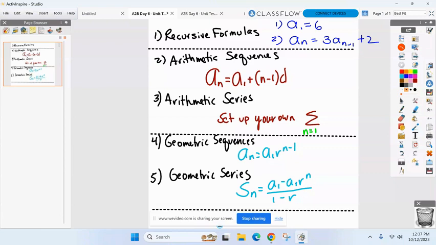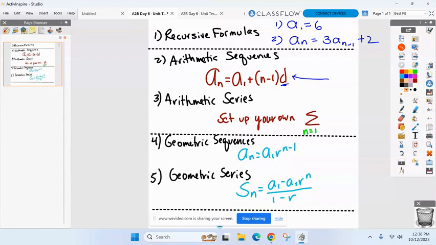Part 2, everything about arithmetic. How do I know by looking that it's going to be arithmetic? I'm adding the same number. If I see a D value somewhere, all right, that tells me it's arithmetic. This is the formula on your formula sheet, remember? You don't need to memorize it. That'll basically find any term in an arithmetic sequence. You want to find the 50th, the 100th, we can use this formula.